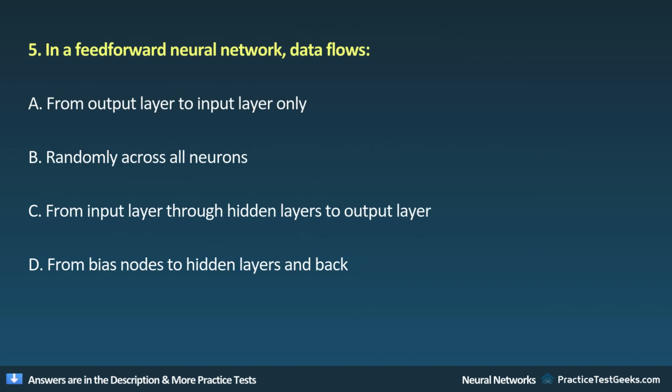5. In a feed-forward neural network, data flows A. From output layer to input layer only. B. Randomly across all neurons. C. From input layer through hidden layers to output layer. D. From bias nodes to hidden layers and back.